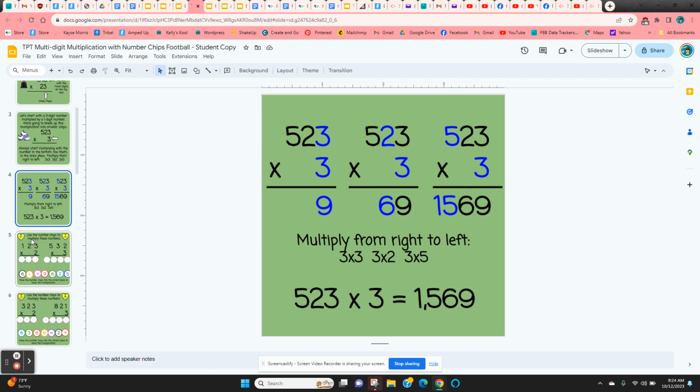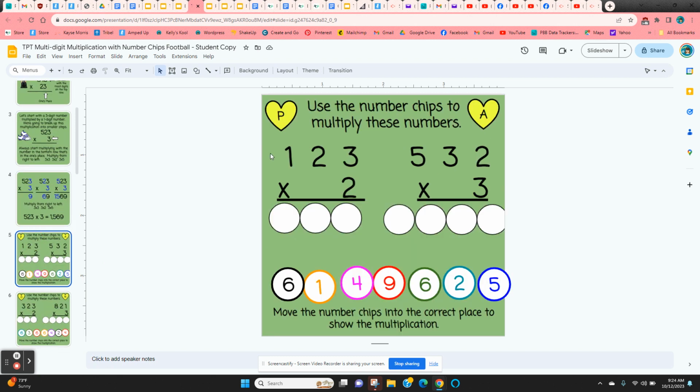Students are going to start on slide 5. So these numbers, the problems start out fairly easy and they get more difficult as they go. They're going to move these number chips into the correct place to solve their multiplication. So every slide has every number that the students need. That reduces some of the frustration because students know they have to use each of the numbers. And as these problems get more difficult, if they get to the end and the numbers aren't working, they know they've made an error and they need to go back and check again.